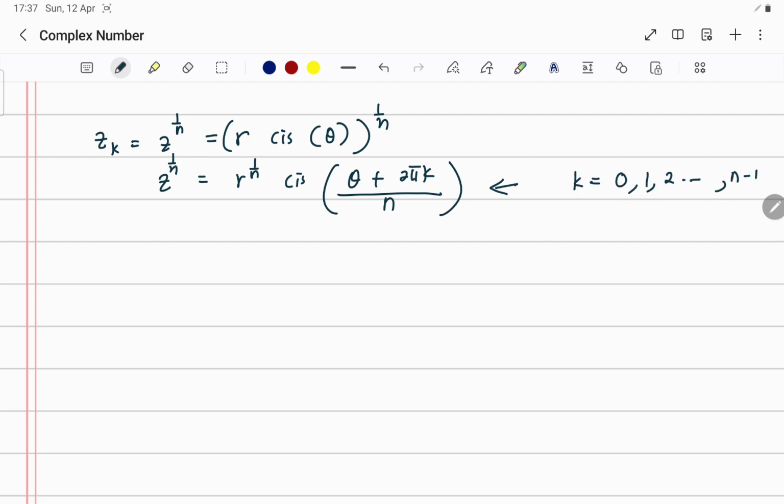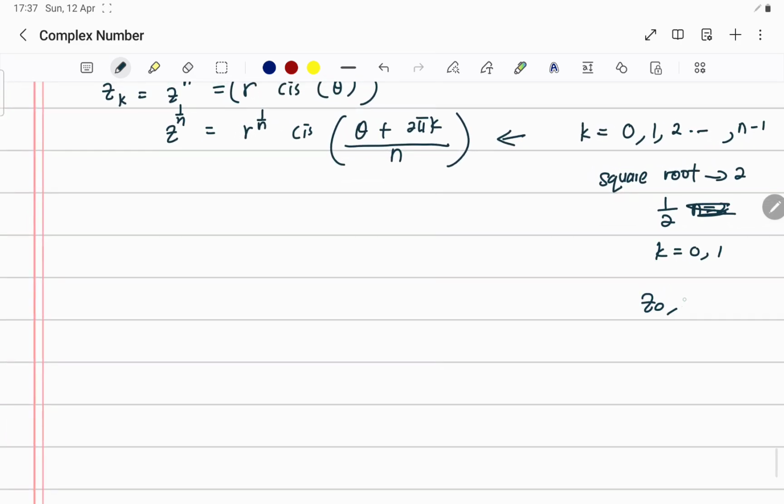So let's say they say find the square root. Square root means you have to find 2 roots, so you substitute n equal to 2, so it is 1 over 2. Your k will start with 0 and 1. So at the end of the day, you have to find z0 and z1, which are complex numbers. Let's say you have to find the cubic root. Your n is equal to 3, so it is 1 over 3. Your k is 0, 1, 2. So at the end of the day, you will get 3 complex numbers, z0, z1, z2. So that is how you do it for this one.